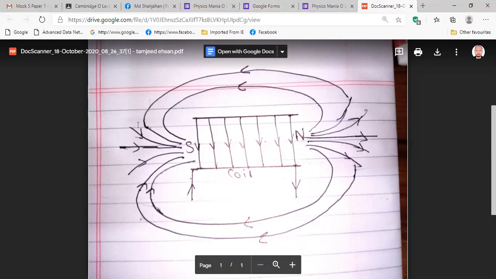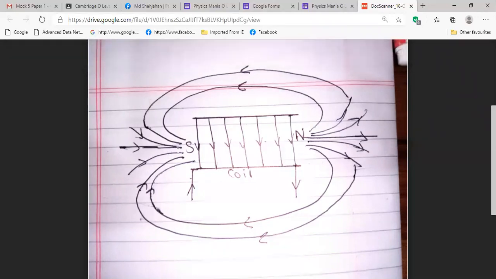The magnetic field lines, when you are drawing, you should be careful. They should not touch each other. Hello, Tamjid. Tamjid, yes sir. These magnetic field lines should not cross each other. Be careful. Okay.